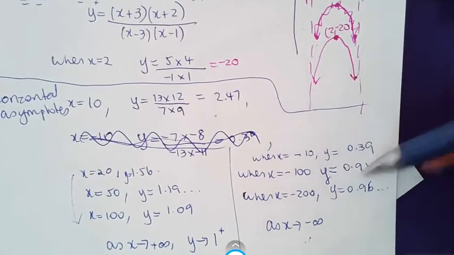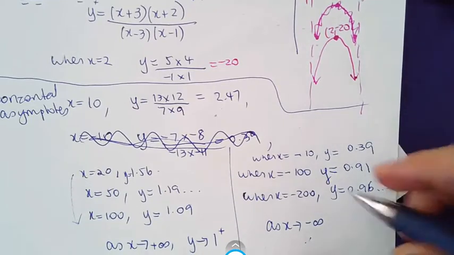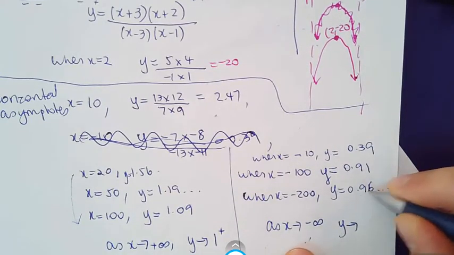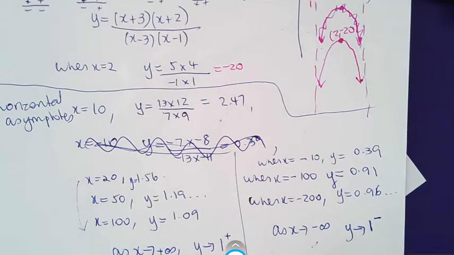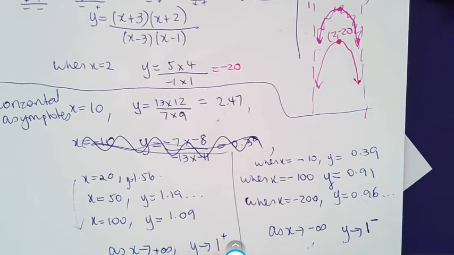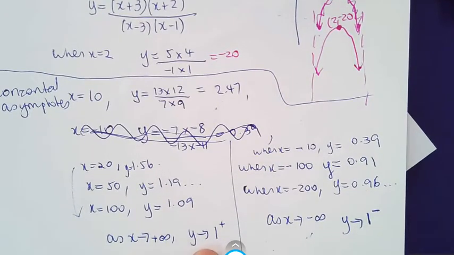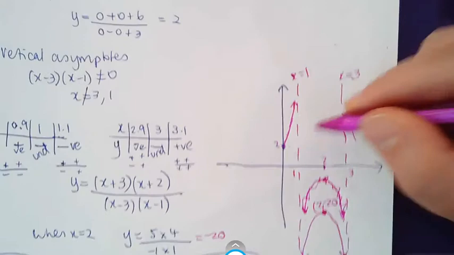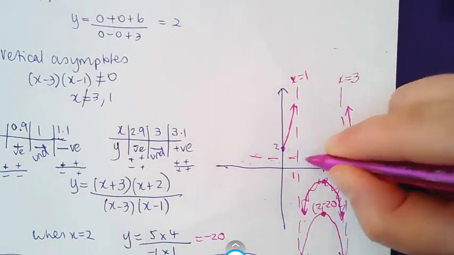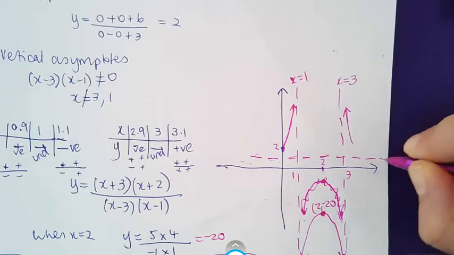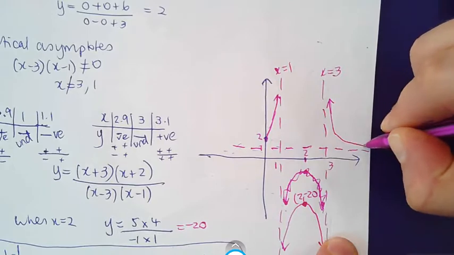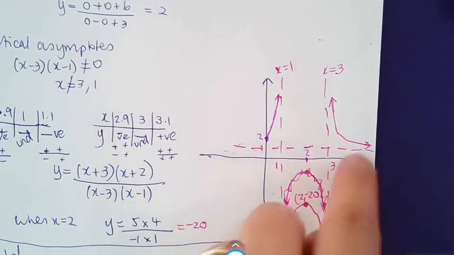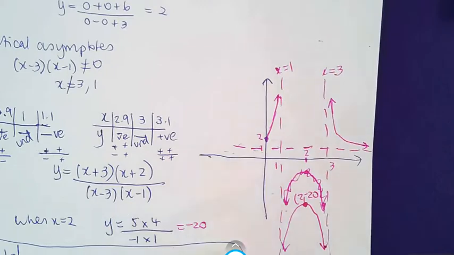So I tried at negative 100 and negative 200. Look, this appears to be approaching 0.96, 0.91, 0.96. That's getting closer and closer to 1, but it's approaching 1 from below. So as x approaches positive infinity, we actually have a horizontal asymptote for this one at y is 1. And as x approaches positive infinity, y approaches 1 from above. So this is the horizontal asymptote y is 1.